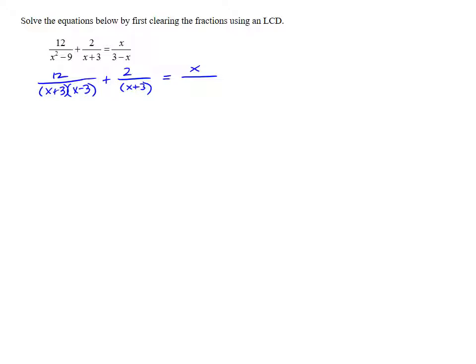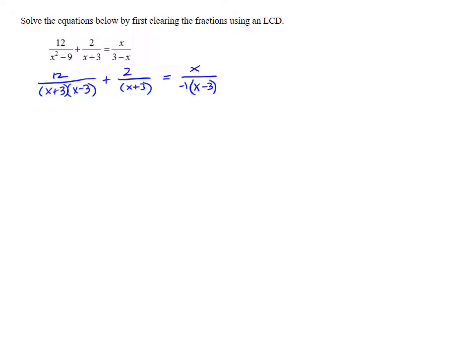My denominator is not in descending order. That's a hint that there's a -1 factor, because the sign of x is negative. So I'm going to take the -1 out at the same time I write it in descending order. When I take a -1 out, the negative x becomes x, and then the positive 3 becomes minus 3.